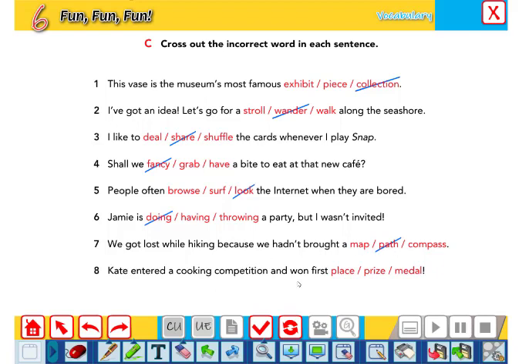We entered a cooking competition and won the first. When we win the first in a cooking competition, do we get medals in cooking competitions? No, we don't. We get either a place or a prize, but we don't get medals.